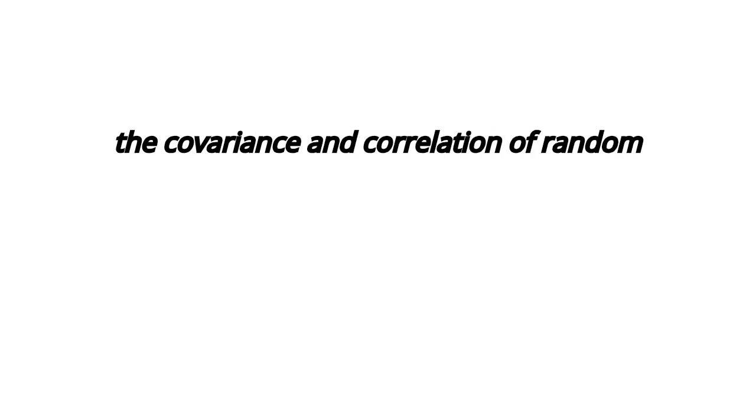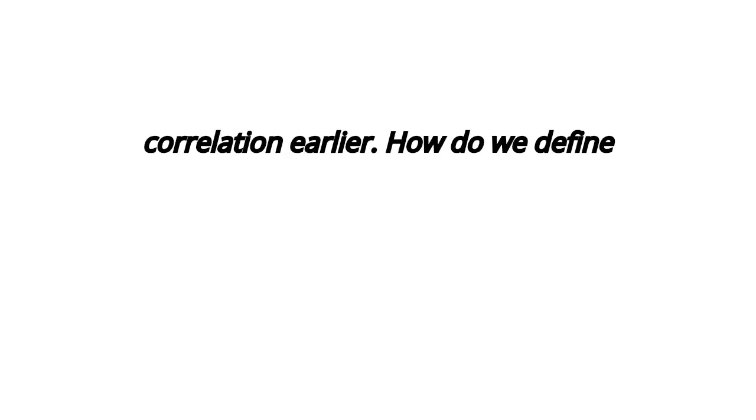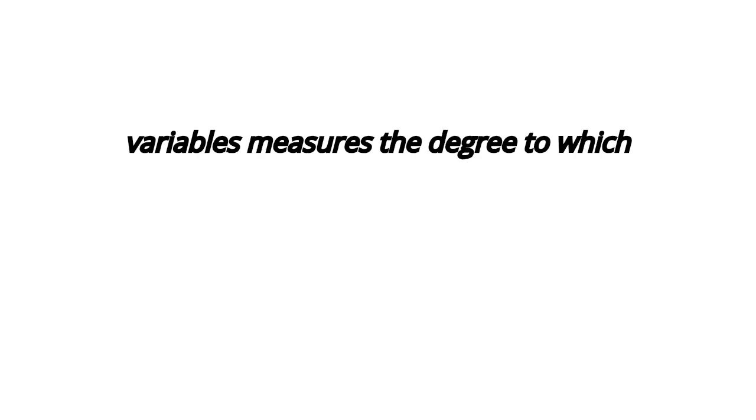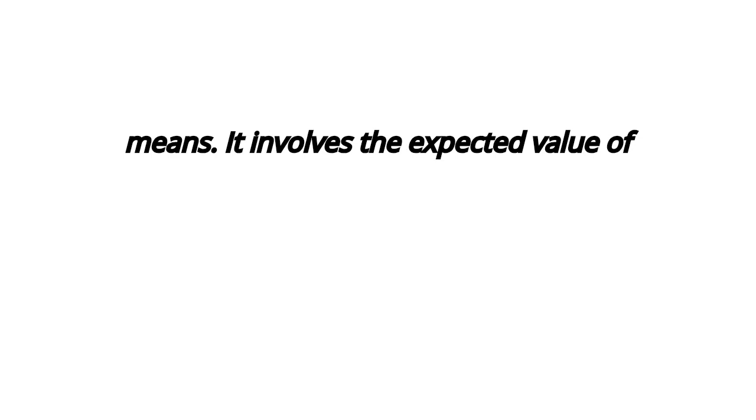Very cool. Finally, we have the covariance and correlation of random variables. We touched on sample correlation earlier. How do we define these formally for the underlying variables themselves? Okay, the formula for the covariance of two random variables measures the degree to which they tend to vary together from their means. It involves the expected value of the product of their deviations from their respective means. Our material provides the formal equation using expected values.